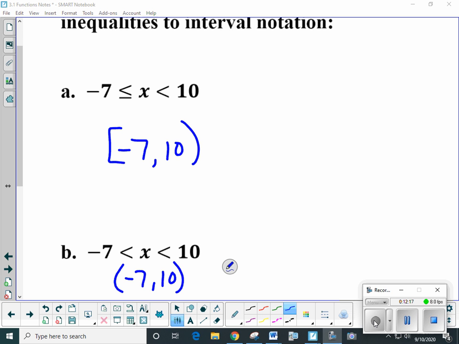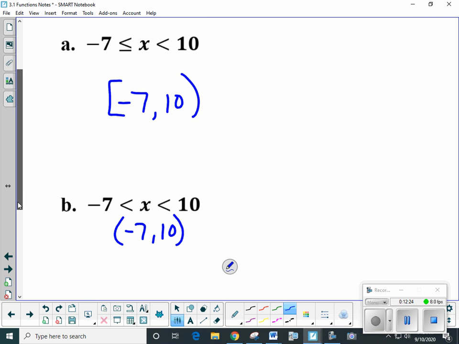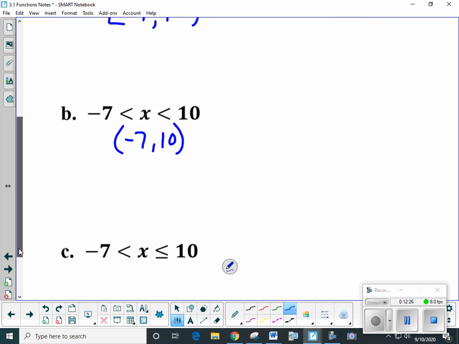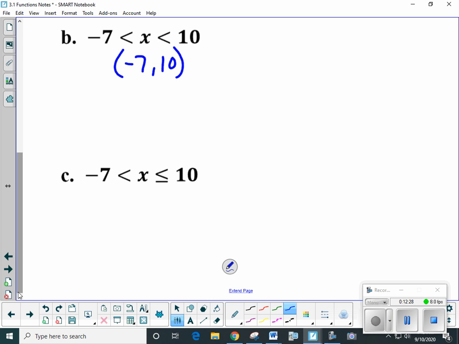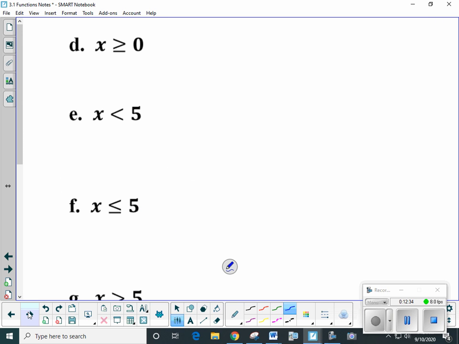Okay, so here we go. The answers to A would be bracket -7, 10 parenthesis, and B would be -7, 10 with parentheses on both sides. C would have a parenthesis on -7 and a bracket on 10. Let me go to the next one.